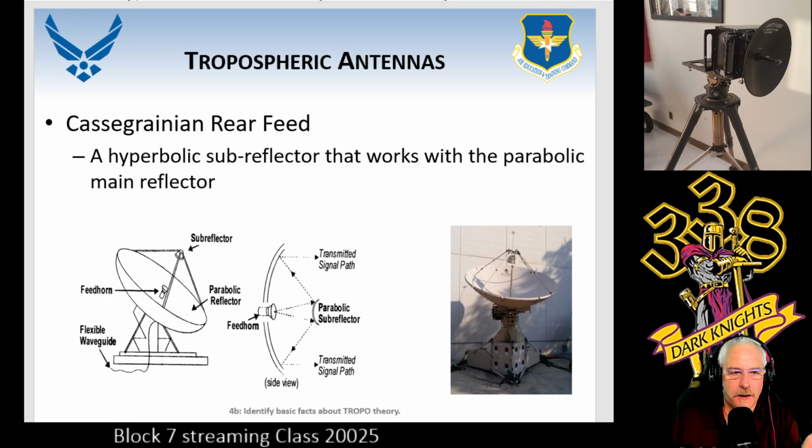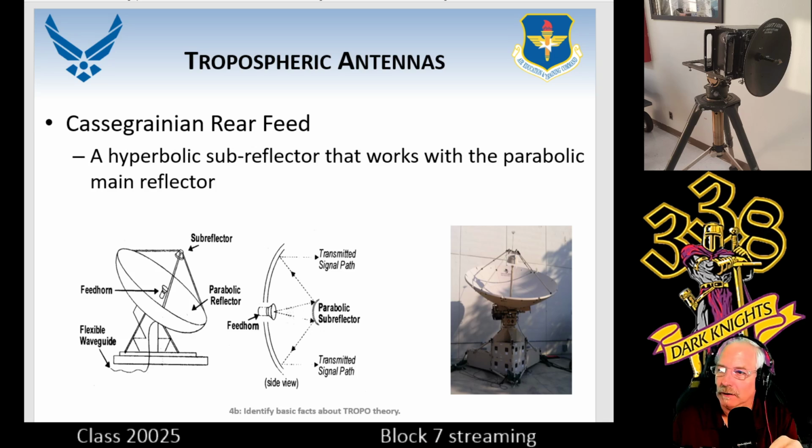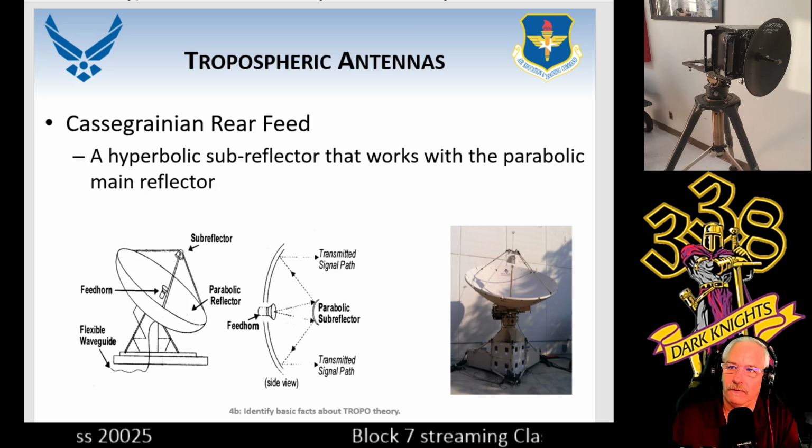The next one we look at is the Cassegrainian rear feed. That's the brown one there that you see. Oh look, it is Jones Hall. Now the interesting part about this one is it bounces off the dish, hits another reflector, and then gets into what's called the rear feed, the feed horn.